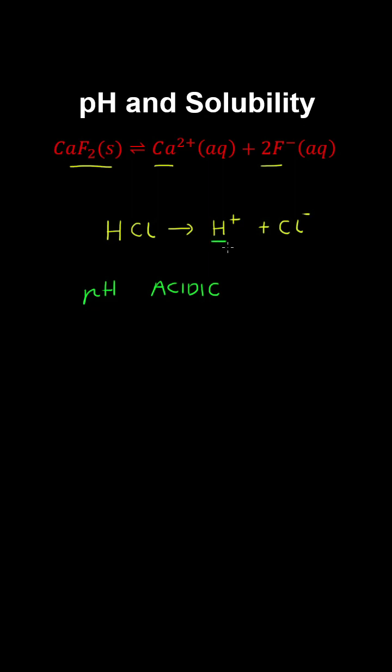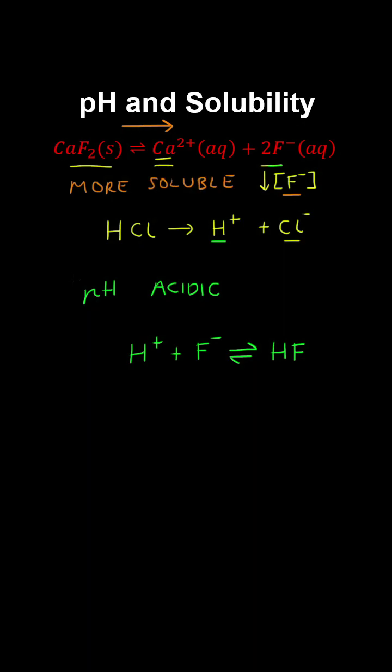So here the hydrogen ions react with fluorine to produce a weak acid, and therefore this reduces the concentration of fluorine ions in the solution. And note that if calcium and chlorine ions react, calcium chloride is a highly soluble salt, so these ions will remain dissociated. Now given that the concentration of fluorine has been reduced, by Le Chatelier's principle, the reaction shifts to the right, and therefore the salt becomes more soluble with a decrease in pH.